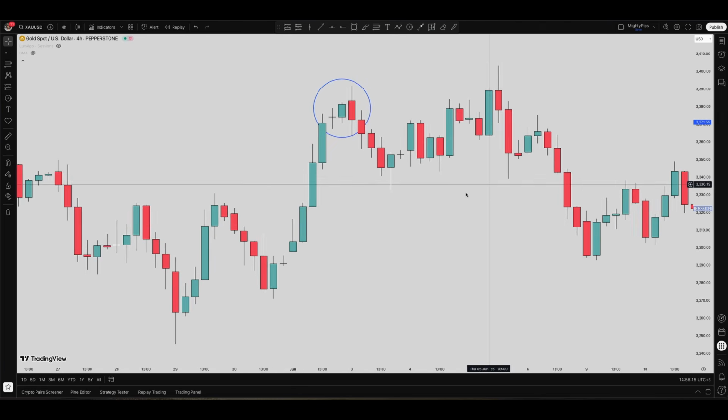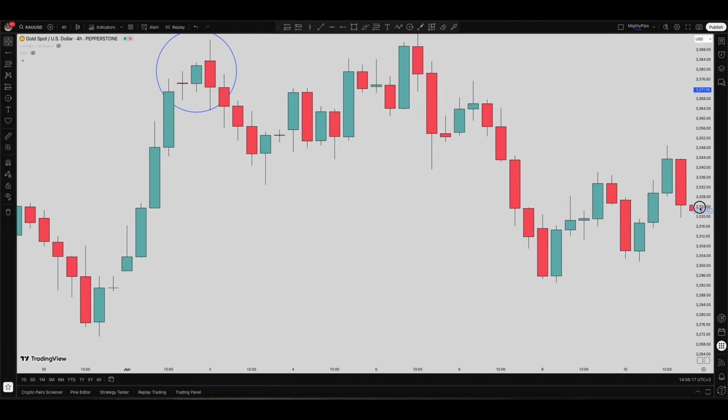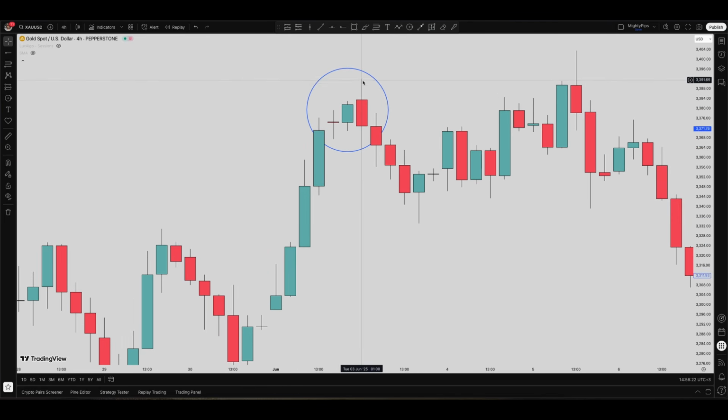Let me just zoom in so that you can see that area properly. You see that this candle's wick cleared that candle's high, but then it closed, came back down, and closed below. You can see this candle closes below that candle's high. The next candle is the one that we are going to trade.